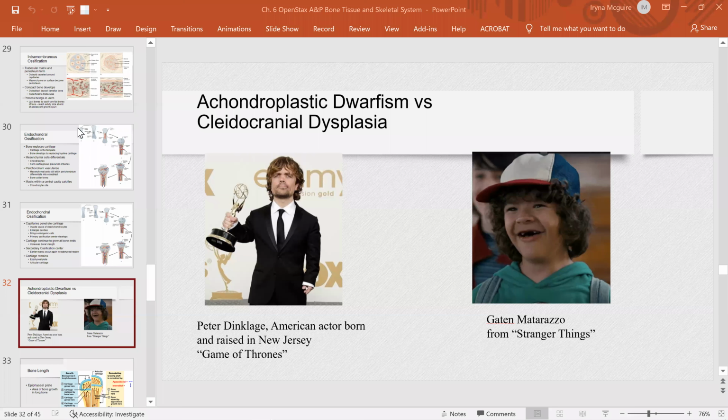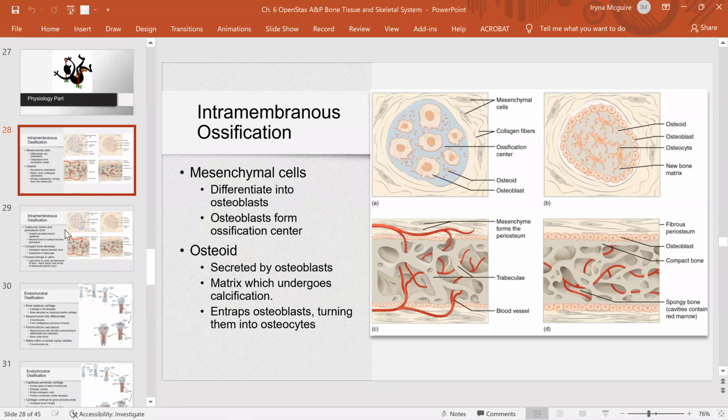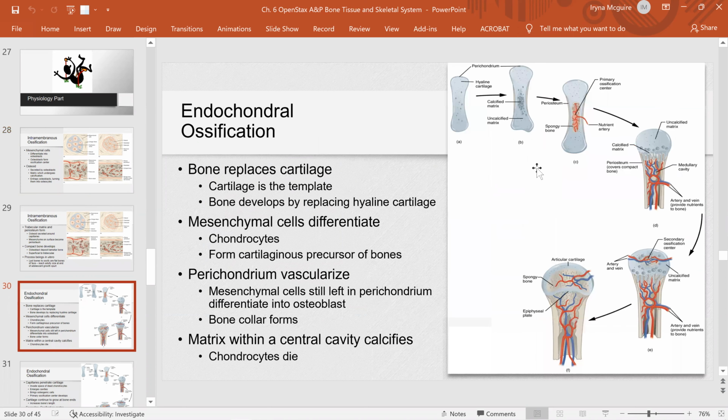Right, so what did we cover so far? We're talking about ossification. We mentioned that bones are formed during embryonic development and we continue ossification even after the baby is born. But we have two types of ossification: intramembranous, when bones are formed from membrane, and endochondral, when bones are formed from a cartilage template, right?